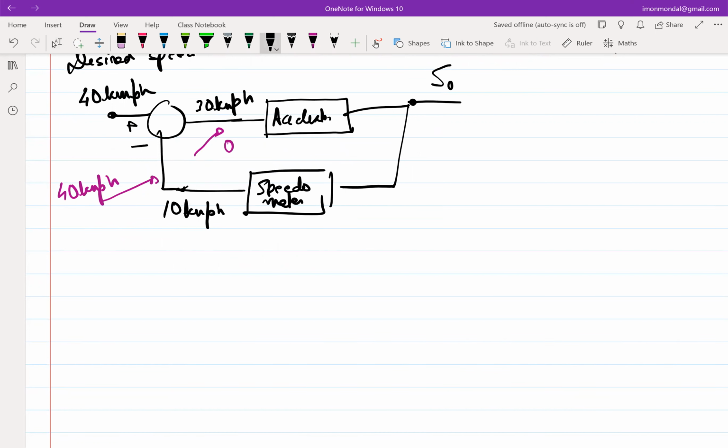The key thing here is that even before I go into the details of how to model this, a couple of comments. We essentially have a summer, or a block that takes a difference, an accelerator, and a speedometer. Let's forget about taking the difference and only concentrate on the accelerator and the speedometer. Among these two, which one is more important if you are looking for accuracy? I don't want to overshoot or undershoot 40 kmph.